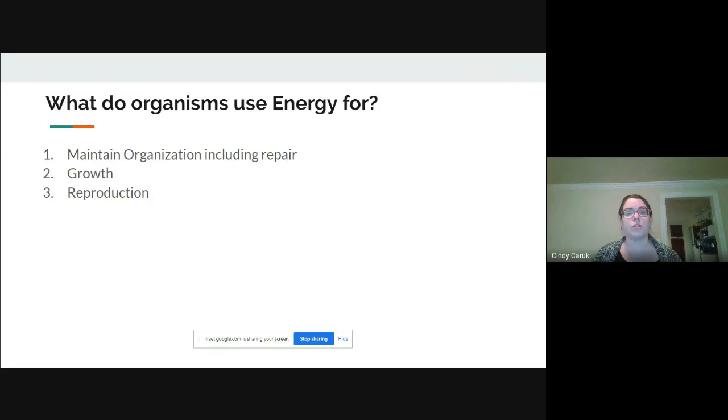What do organisms use the energy for? They're going to use it to maintain organization, including repair. They're going to use it for growth, and they're going to use it for reproduction, because in order to maintain order, you always have to be putting energy in.